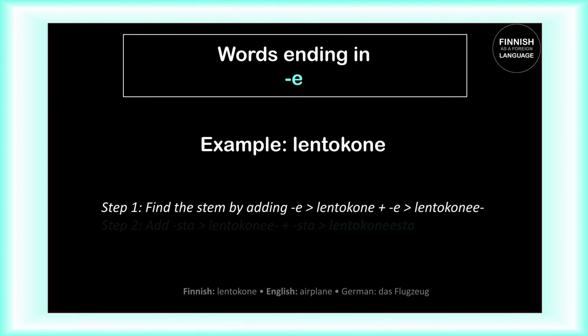So in the first step we have to find the stem, which we get by adding an extra e to the word. So that means we have lentokone plus e is lentokonee, double e at the end. Now in the second step we have to add sta to the stem, which means we have lentokonee plus sta is lentokoneesta, which means out of the airplane.